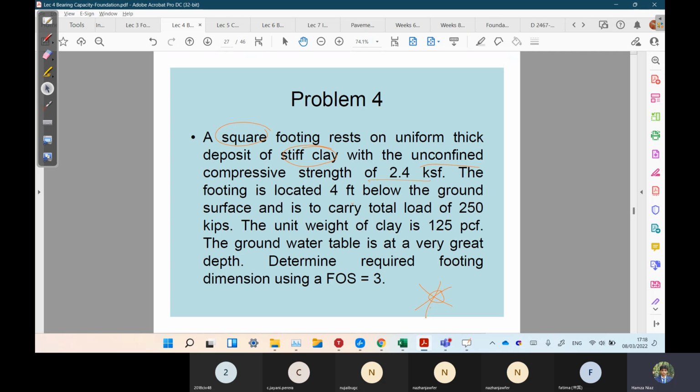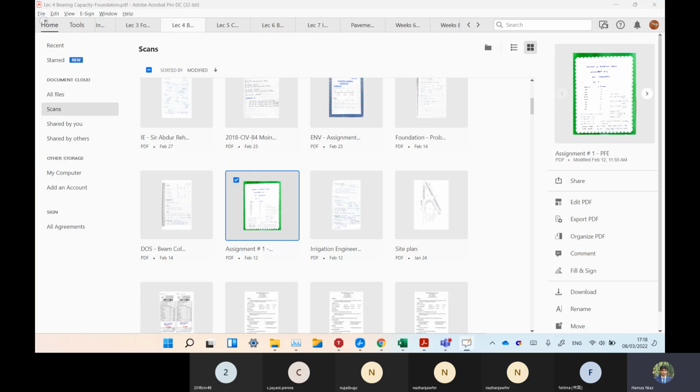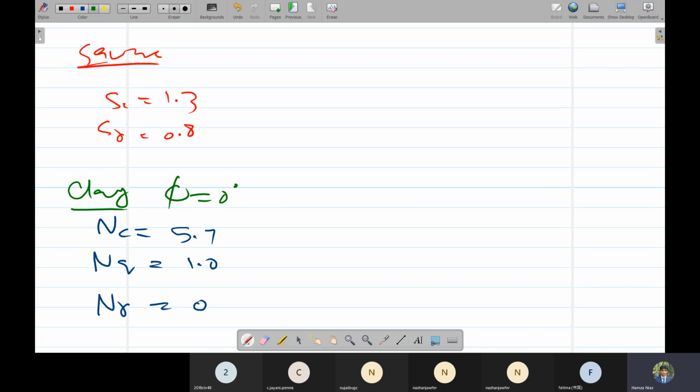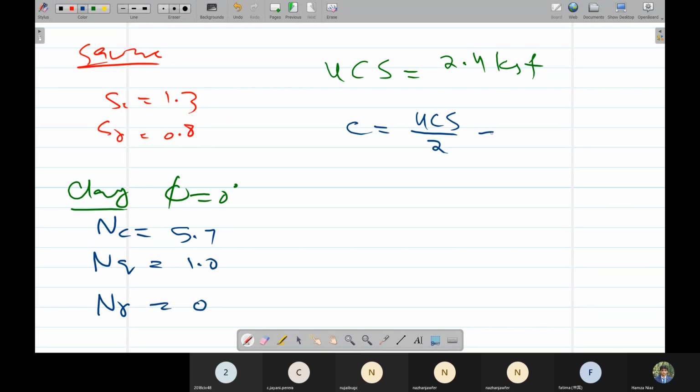Unconfined compressive strength of 2.4 KSF. So our UCS value, unconfined compression test, unconfined compressive strength, is 2.4 KSF, kips per square feet. If UCS value is given, then simply the C value is UCS divided by 2. So 2.4 divided by 2, that is 1.2 KSF. If they are given UCS value, then simply divide by 2.